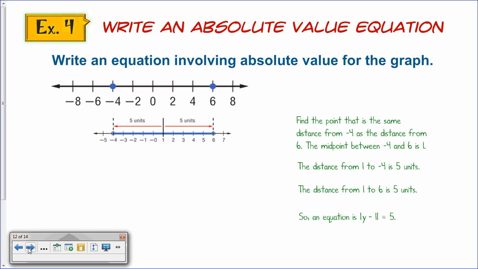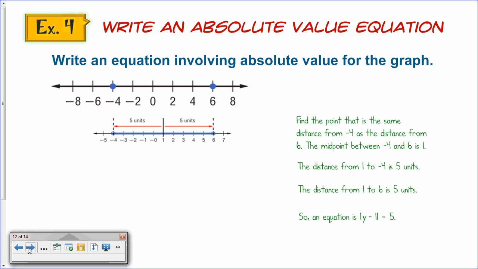Example 4. Okay, now a lot of times what's going to happen is they're going to give you a graph, a number line, and then they're going to ask you to write an absolute value equation. So the scenario is going to be this. They give you a number line. If you notice how many dots are on that number line, there's 2, right?